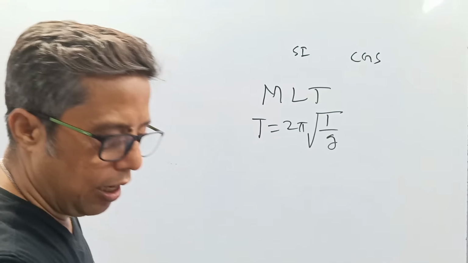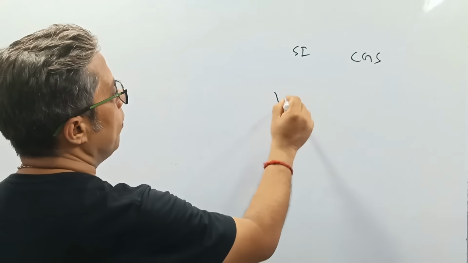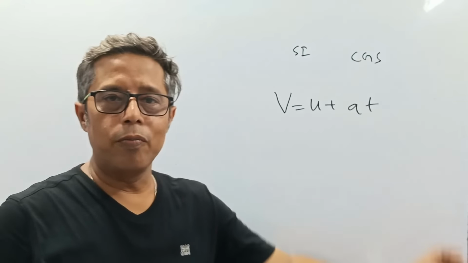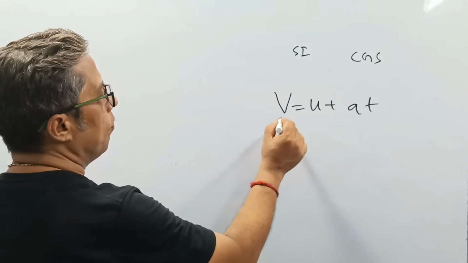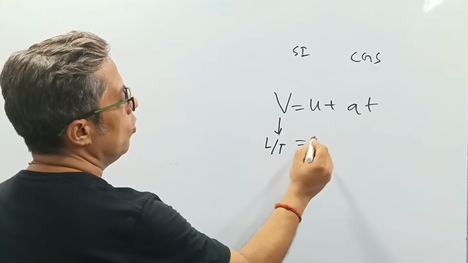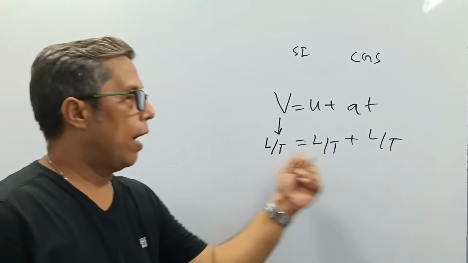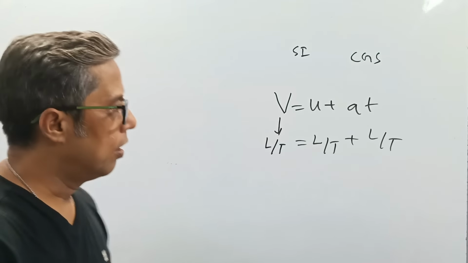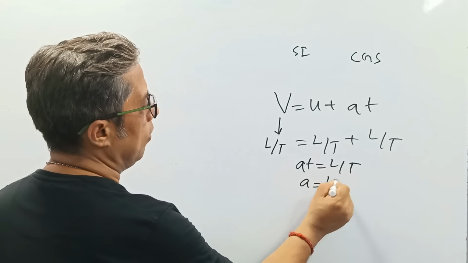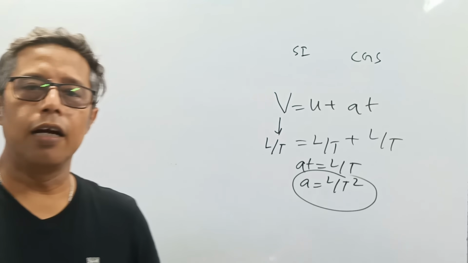Now let me tell you one more thing. This principle of homogeneity means V is equal to U plus AT. So you can verify the formula with the dimensional unit. The dimension of velocity is L by T, right? So U means L by T. So this will also be L by T. All parameters will have the same dimensional unit. So for acceleration times T, it is L by T. So A will be L by T square. This way you can get the dimension of acceleration, right?